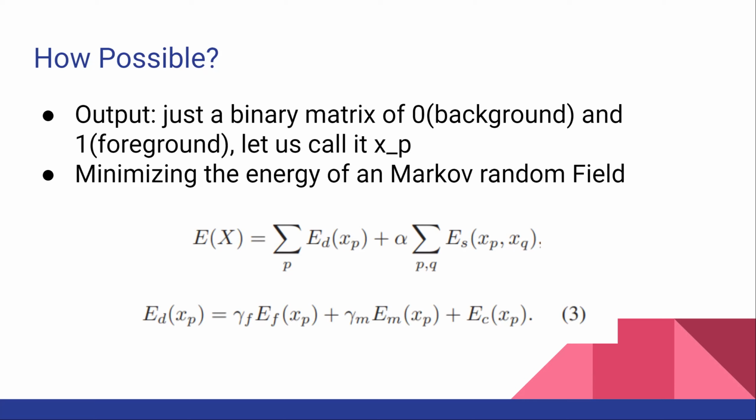All the terms we are describing here only use one channel, which is the intensity channel, the grayscale converted from the RGB values of the original pictures. So we only consider the first term, which is the ED(xp) term. The ED(xp) term is a weighted combination: gamma F and gamma M times the EF energy and the EM energy, and the color term. We also skip the color term because we ran out of time.